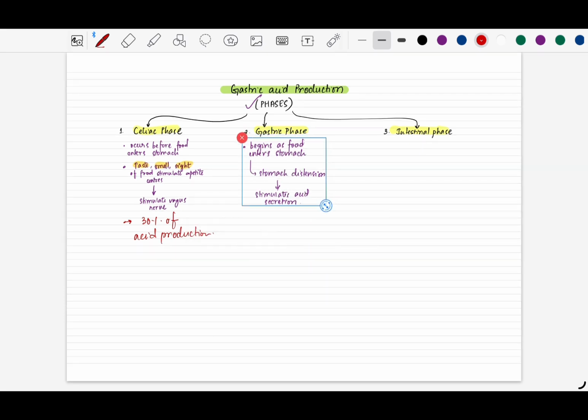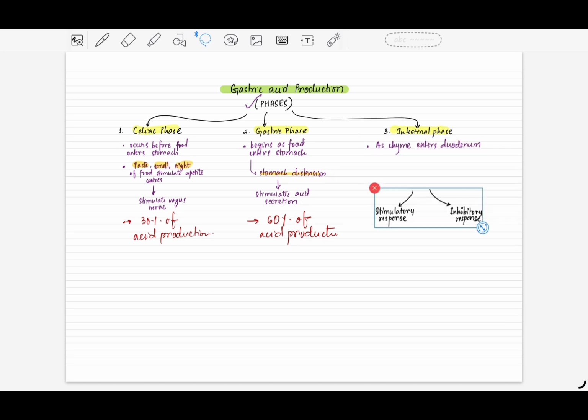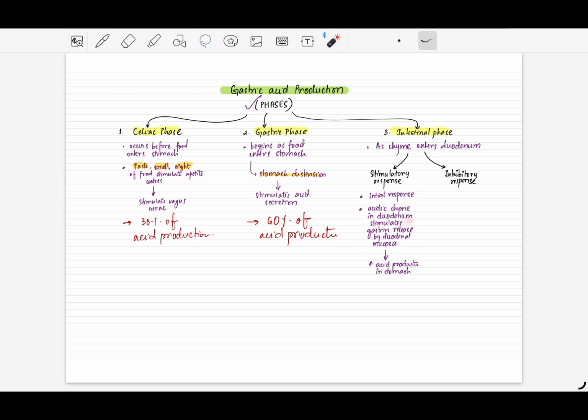Now, the gastric phase begins as soon as the food enters the stomach, and the stomach distension causes the stimulation of acid production, and this phase accounts for 60% of acid production. Up next, we have the intestinal phase, and this occurs when the chyme enters the duodenum. This acidic chyme can cause either a stimulatory response or an inhibitory response. Let's first discuss the stimulatory response. It is the initial type of response, and as the acidic chyme enters the duodenum, it stimulates gastrin release by the duodenal mucosa, and this results in increased acid production in the stomach, and this accounts for 10% of acid production.